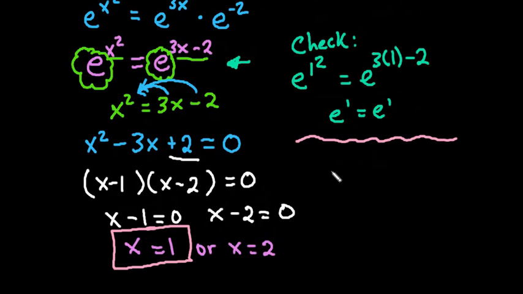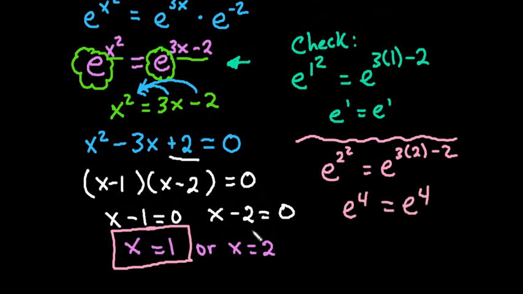Now we want to check to see if 2 also works. So we would say e to the 2 squared is equal to e to the 3 times 2 minus 2. So this ends up giving me e to the 4th equals e to the 4th, and if I plug both of those into my calculator, it would give me the same thing. So we can see that both of our terms do indeed work.